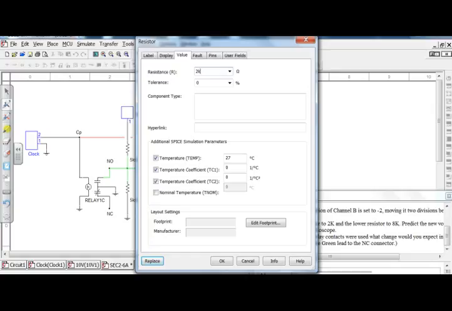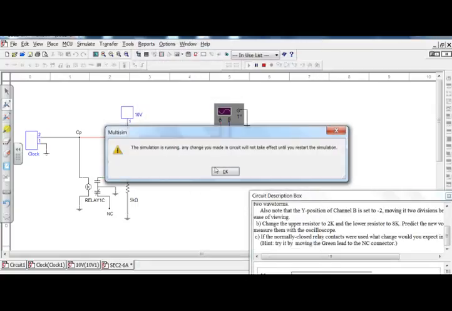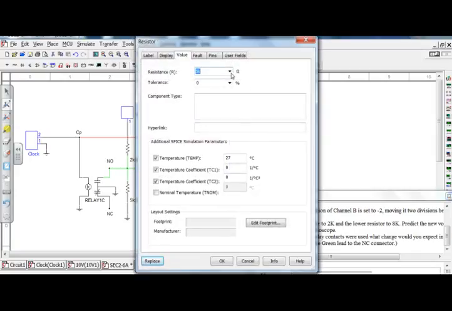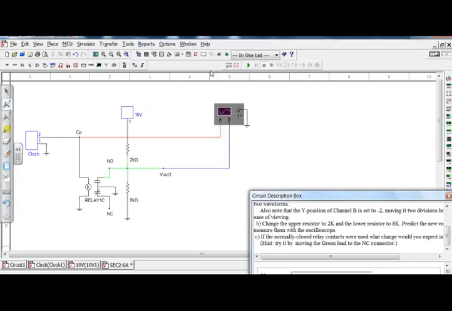Where's the K on this thing anyway? Okay, 2K. Oh, the simulation's running. You have to turn it off to make the change. The bottom one we're going to change to 8K. Okay, 8. Boom. Cool. All right, so now we're 2K and we are 8K. And now we're going to predict our voltages.